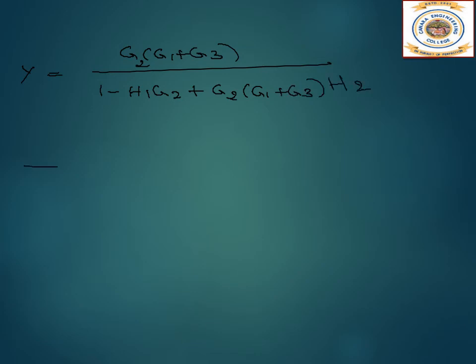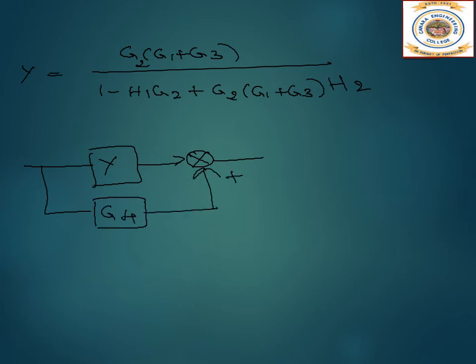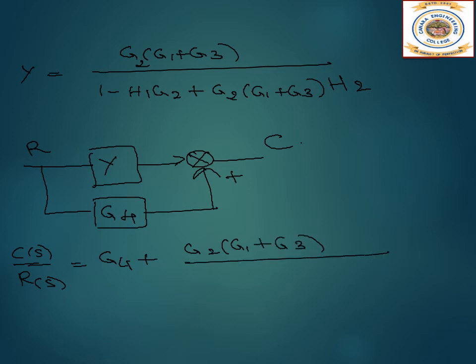This is Y. So how is the connection now? Here we have Y and here we have the summation point, and this is G4 connected like this, positive. This is R and this is C. So C of S by R of S equals G4 plus G2 into G1 plus G3 whole divided by 1 minus G2 H1 plus G2 H2 into G1 plus G3.